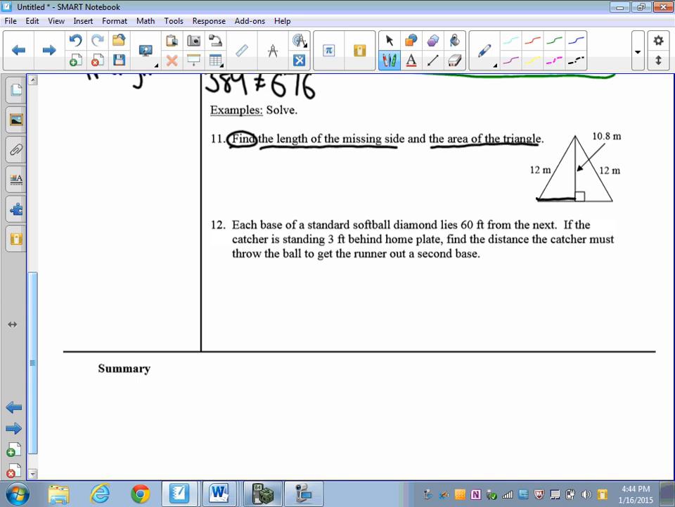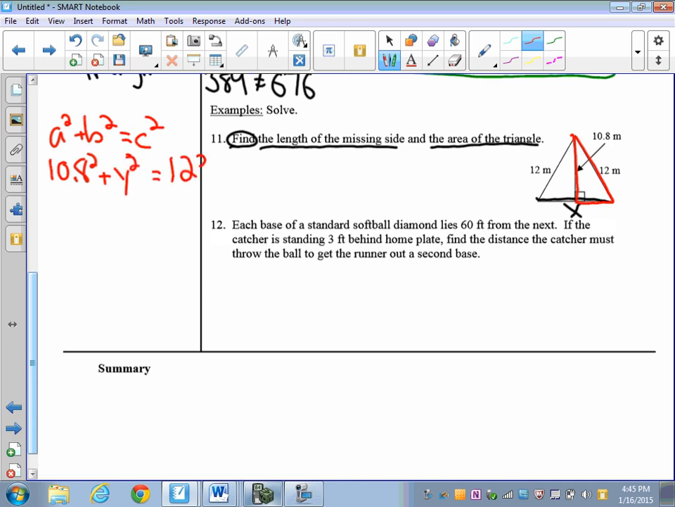So the missing side is this whole piece here, x. It's also the base. So if I want to do that, I can break this up into a Pythagorean theorem problem. I can find the missing bottom part of the red. So I have a squared plus b squared is equal to c squared. A and b are the legs, so I have 10.8 squared plus some number, we'll call it y squared, equals 12 squared.